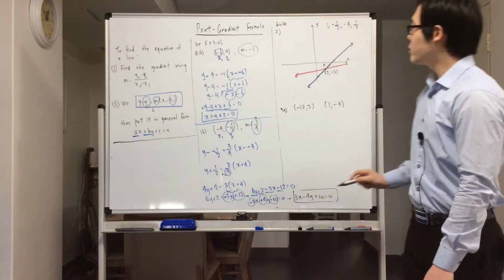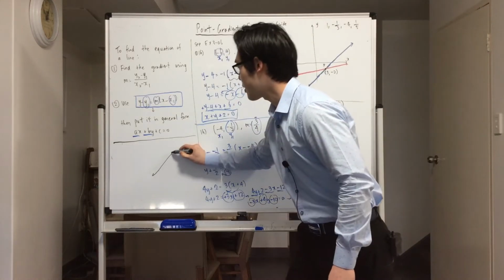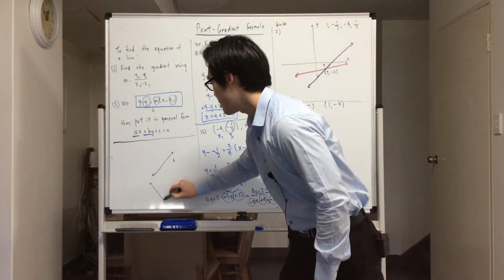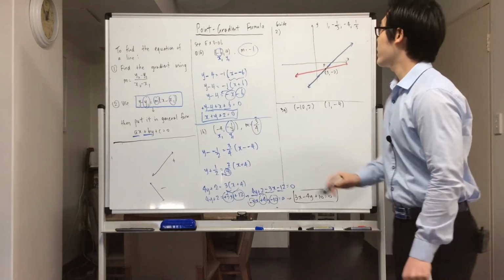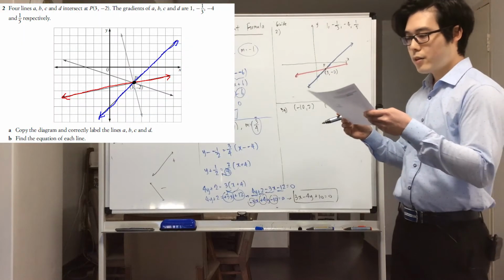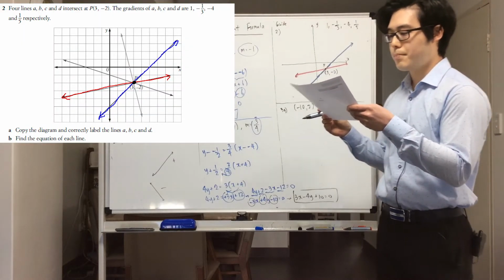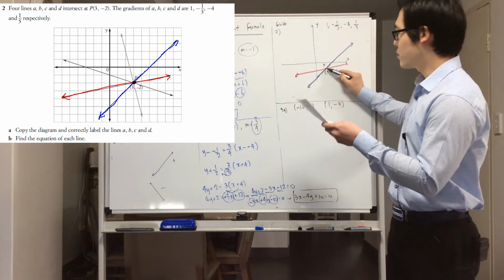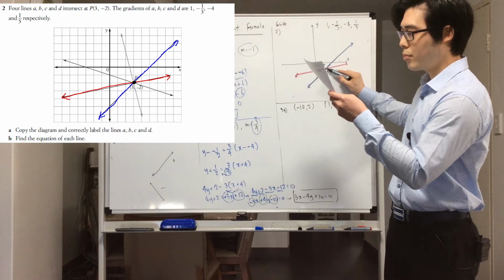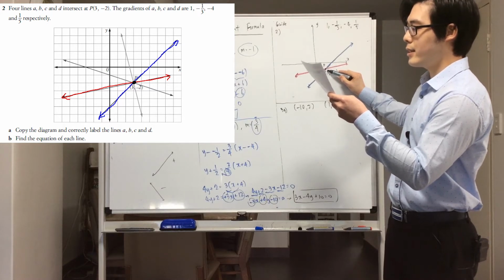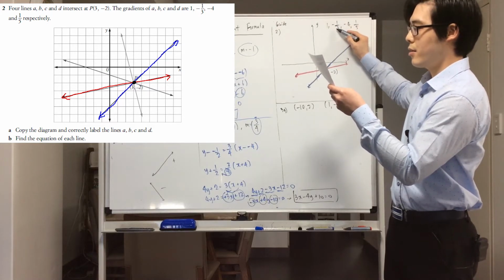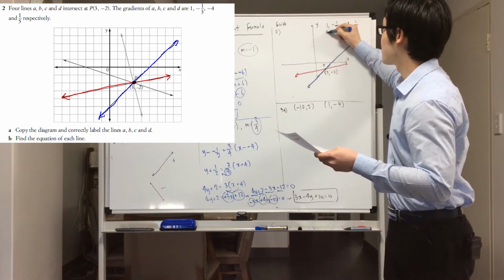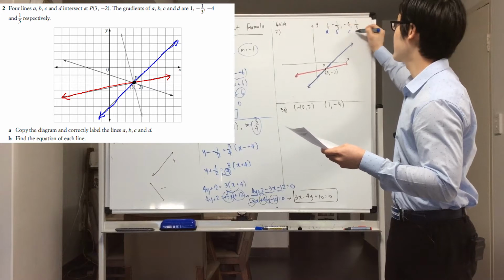I just want to remind you girls, any line that goes this way has a positive gradient, and any line that goes this way has a negative gradient. So the question here is, let's have a look. 4 lines A, B, C, D intersect at P. So I've only drawn 2 of the lines because I just want to start you girls off with this question. So you've got 4 lines intersecting at that point. The gradients of A, B, C, D are 1, -1/3, -4 and 1/5. So what that means, the gradient of 1 is represented by the line A, B, C, and D.